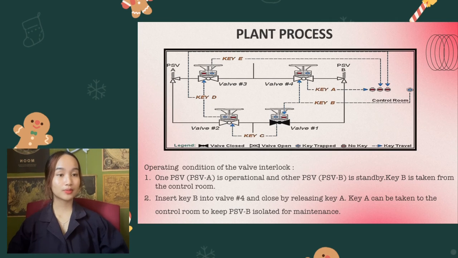This time, I'm going to talk about the plant process, which is the operating condition of the valve interlock. One PSV, known as PSV A, is operational, and the other, PSV B, is on standby. Key B is taken from the control room. Insert key B into valve 4 and close it by releasing key A. Key A can be taken to the control room to keep the PSV isolated for maintenance.